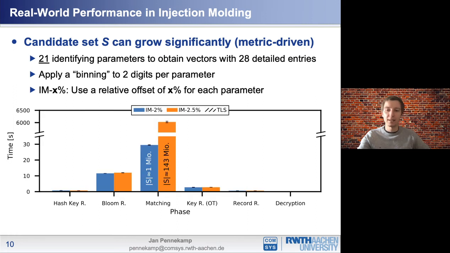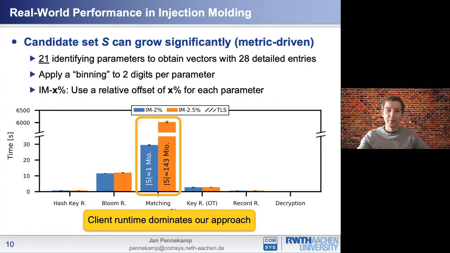when evaluating this setting, we can see that again, the matching phase constitutes most of the runtime. For our relative offset of 2%, we have a candidate set of only 1 million possible matches. However, this increases to more than 100 million entries for a relative offset of 2.5%. However, this also concludes in under 2 hours. So this is definitely scalable, and even larger offsets or different similarity metrics seem feasible.